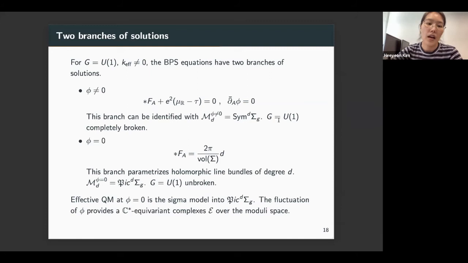For K effective non-zero, we have another branch of solutions, which is characterized by the fact that this section just completely vanishes here. In this case, the BPS equation just reduces to this equation. And we can say that this branch parameterizes the holomorphic line bundles of degree d. In this case, this U(1) gauge group is unbroken. Therefore, the effective quantum mechanics at the phi equals zero branch is a sigma model into the Picard stack. And on top of that, we have a fluctuation of the chiral multiplets phi, and this provides a cohomology complex E over the moduli space, which I denoted as a Picard stack.